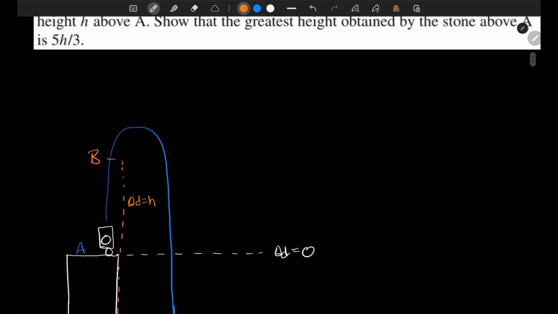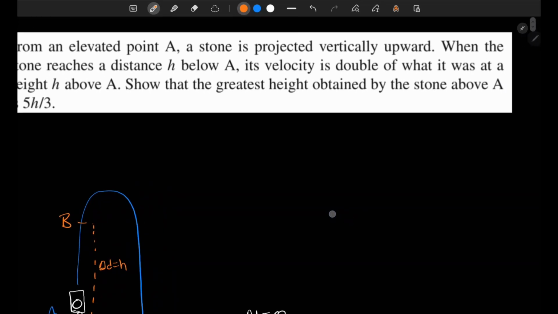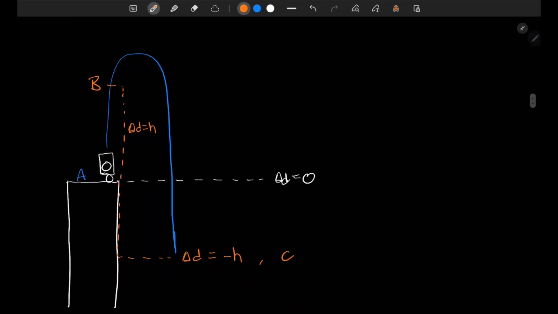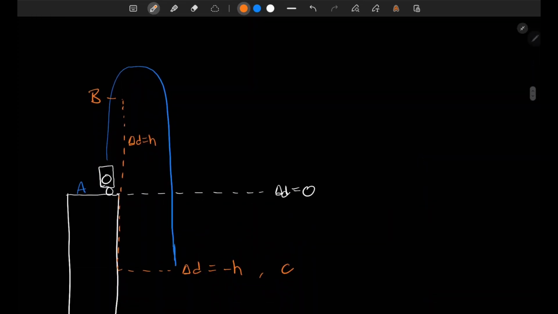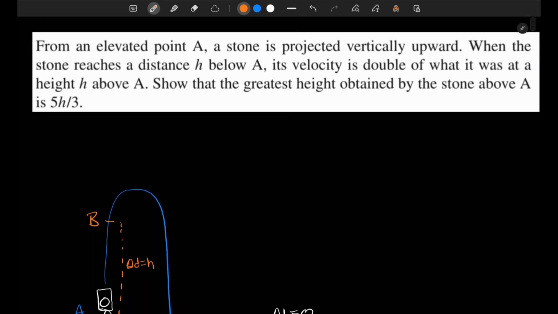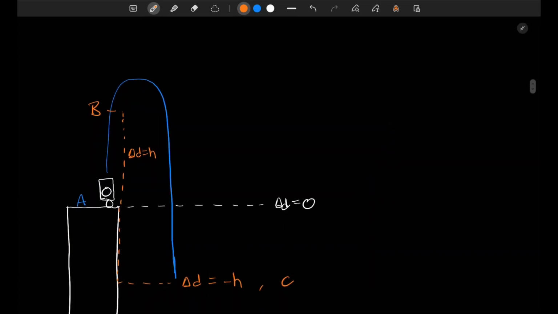Notice that I didn't say that h was the absolute top of the trajectory, because it doesn't say that. It just says that when the stone reaches a distance h below A, which is point C, right, because that's delta d is equal to negative h, because it's below point A, its velocity is double of what it was at a height h above A. It says nothing about this height h above or below A being the maximum or the minimum height that the stone is able to reach.